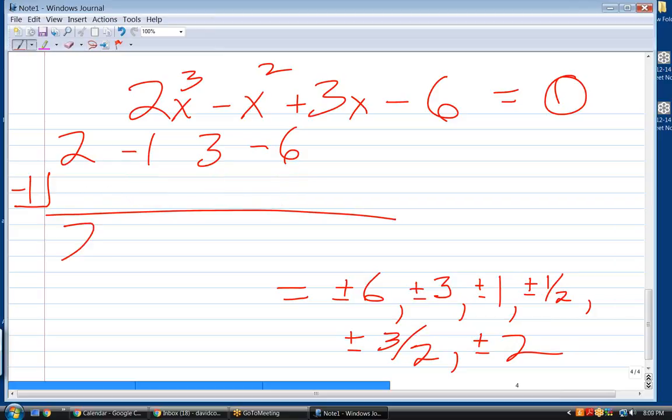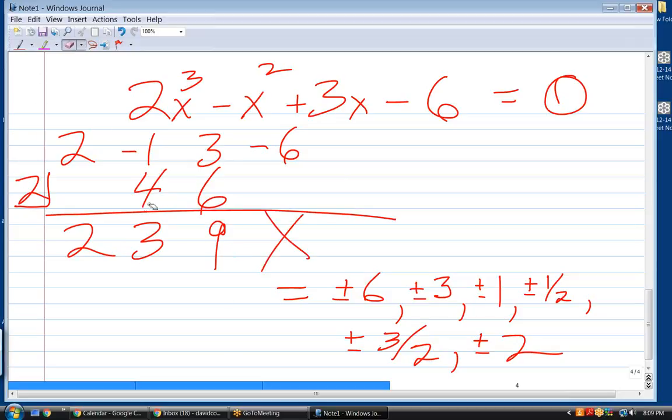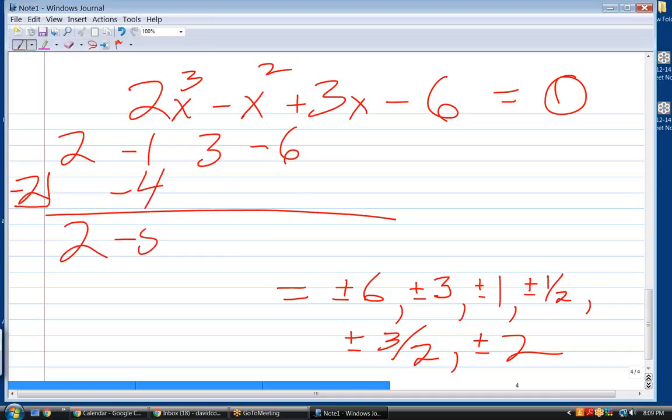I'll do it this time, just so I can see how to do it. No 0 remainder. That's not a solution either. Let's try 2. Catch me if my math is wrong here. That's not. Minus 2. That's not.